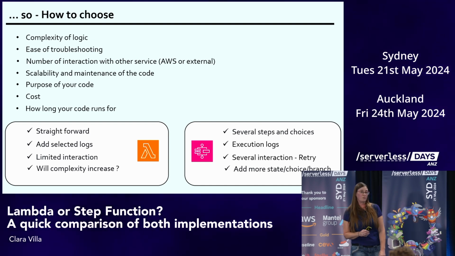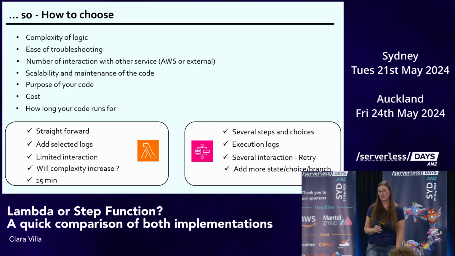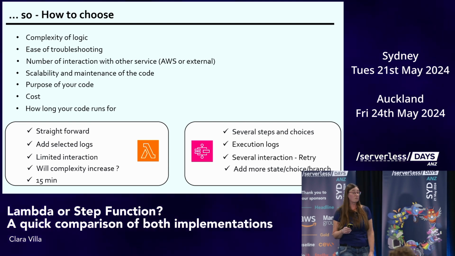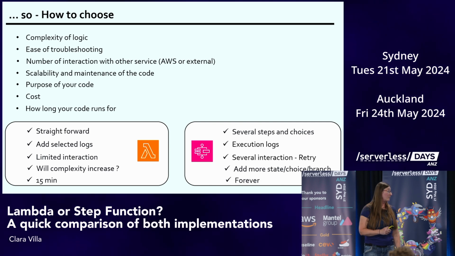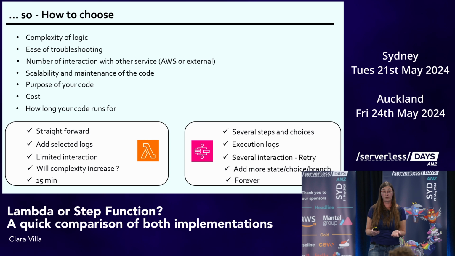How long does your code run for? Your Lambda is going to time out after 15 minutes. No matter what you do, that's the maximum. So if your code has to run forever, you might want to think about Step Functions. Apparently, it does run forever unless you set a timeout on it.